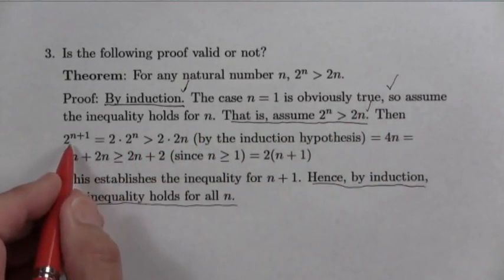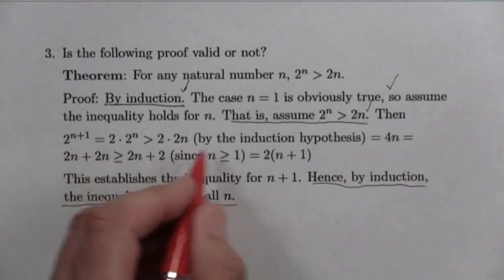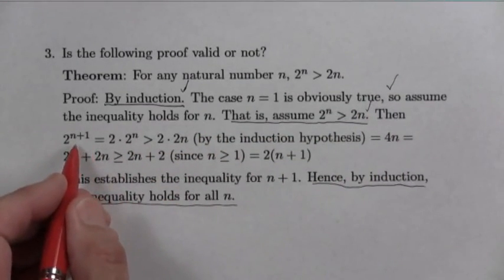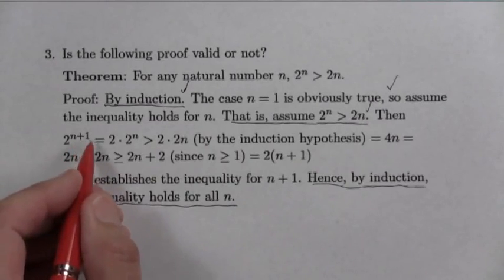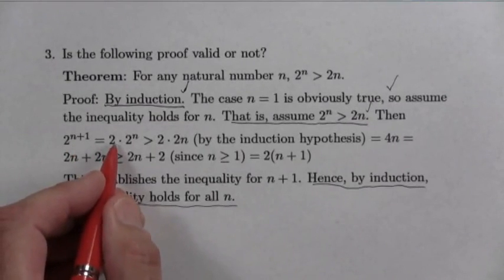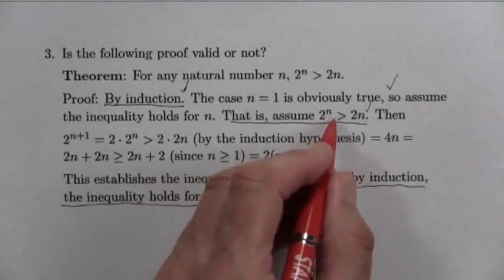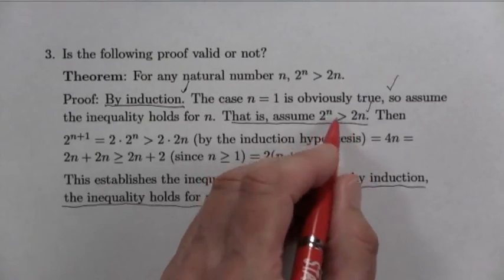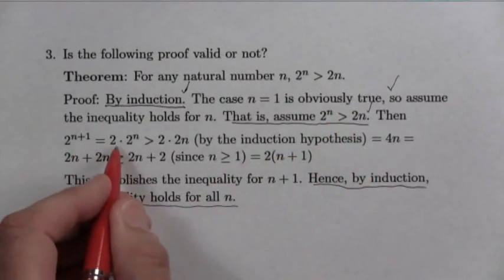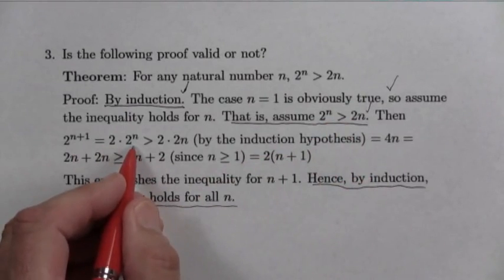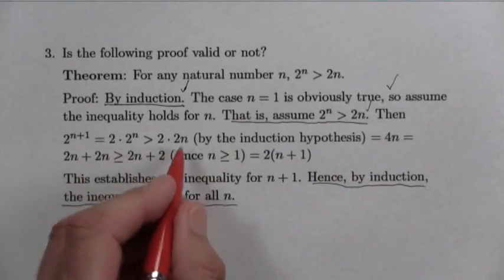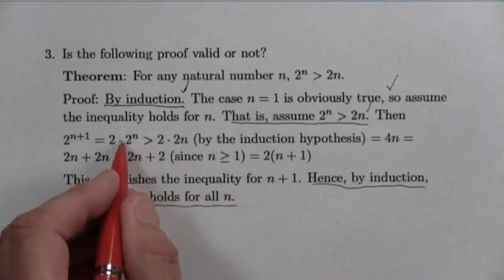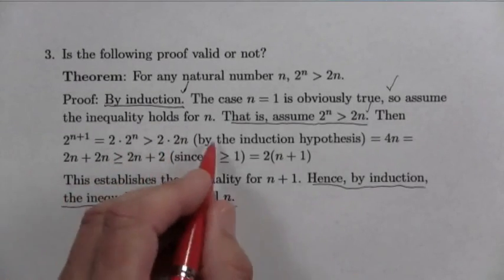Then we do some reasoning. Let me just see if this is correct. It's usually in this kind of step where things go wrong, right? So this is where we have to do a little bit of algebra. Let's see, 2 to the n plus 1. We've looked at this and said, how can I get 2 to the n plus 1 out of this? Well, I can do it by multiplying by 2. So 2 to the n plus 1 is 2 times 2 to the n. By the induction hypothesis, 2 to the n is bigger than 2n, and the 2 gets carried through, so that follows from the induction hypothesis.